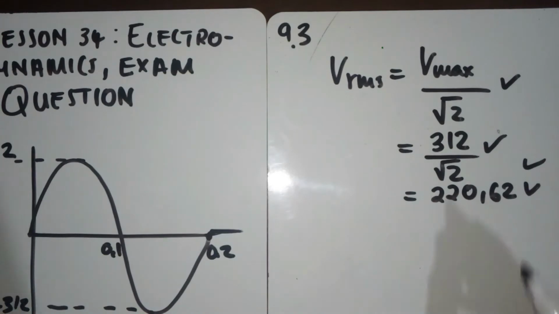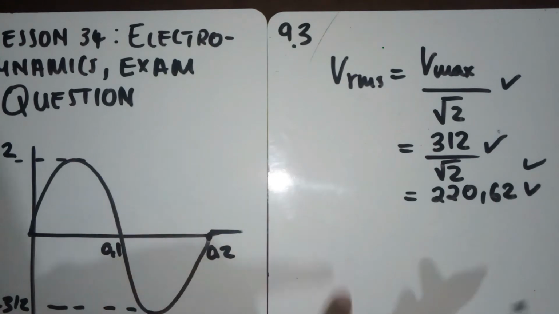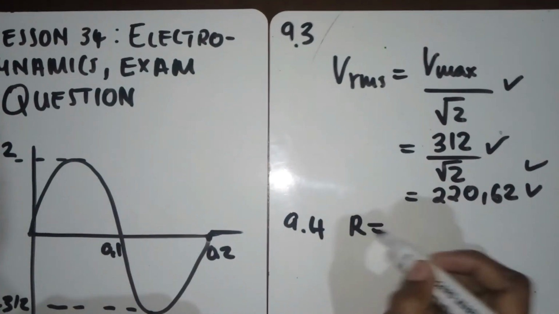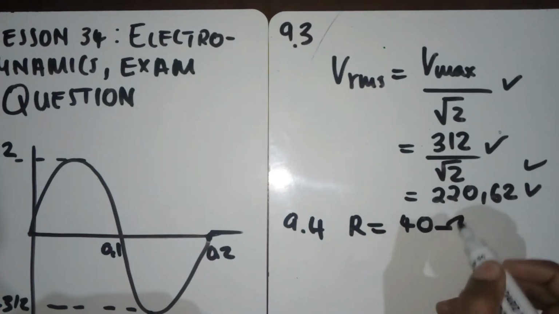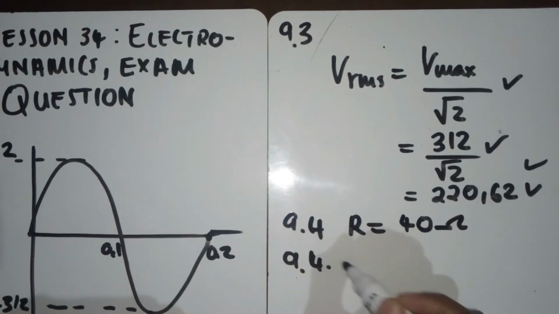All right, so now moving on to question 9.4. What they've done now is connect a resistance of about 40 ohms to our generator, and now we have to calculate the average power.